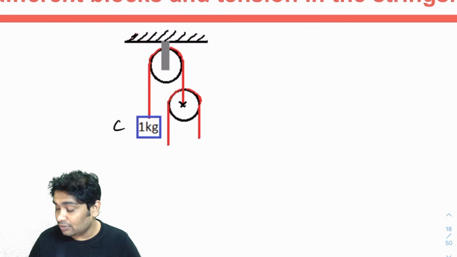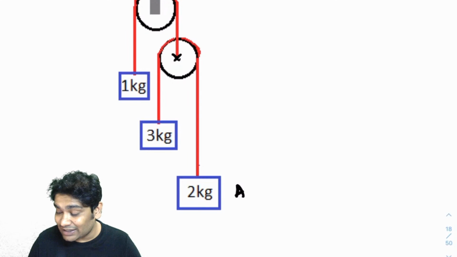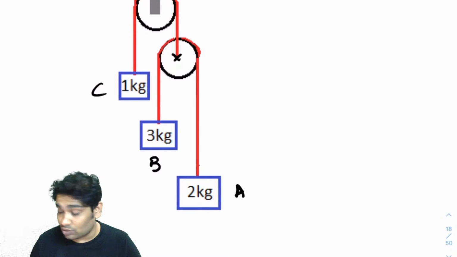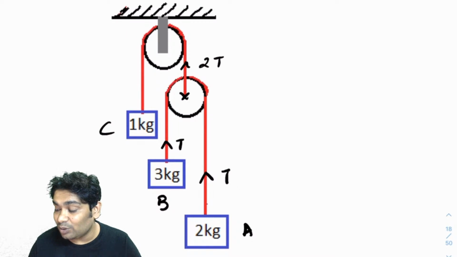Again, let's just stick to those names. Let's call this A, let's call this B, and let us call this C. Now let's start marking the tensions. Let's assume the tension here is T, the tension here is T, the tension here would become 2T, and the tension here would become 2T.